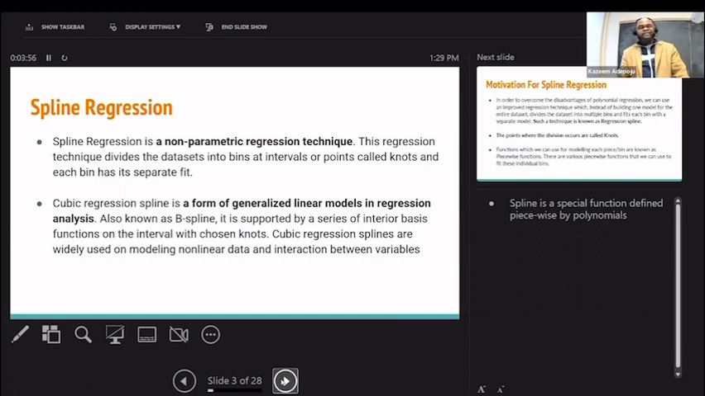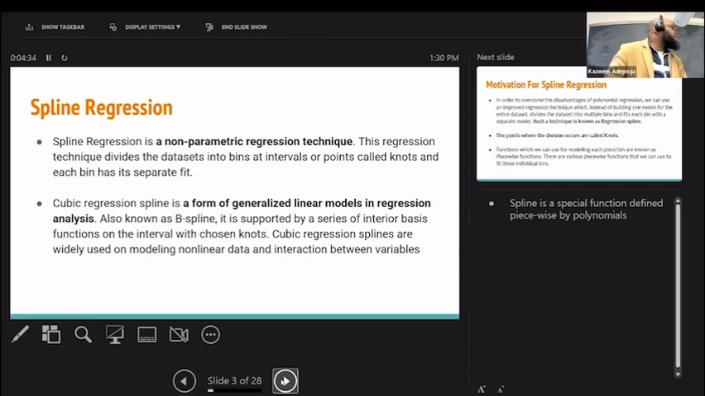Now, if we decide not to fit a higher order polynomial, we want to fit a lower order, but the only thing we're going to do is split our data set. Initially we've been using the whole data set, but in splitting it, maybe from one period to another period the relationship is not going to be the same. That is the idea of spline regression. That is why I said the technique divides the data set into bins at intervals.